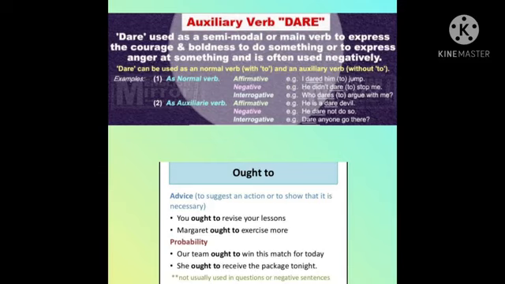And for the probability, we are using ought to. Our team ought to win this match for today. That is a probability, chance only. She ought to receive the packet tonight. That is again a chance. For the advice and for the probability or the chance, we are using ought to.